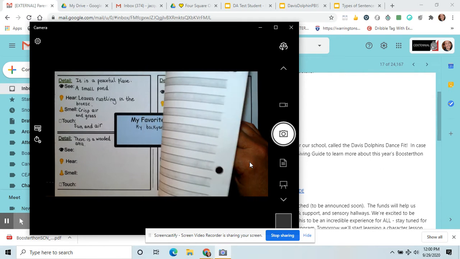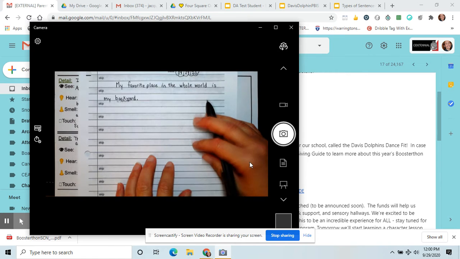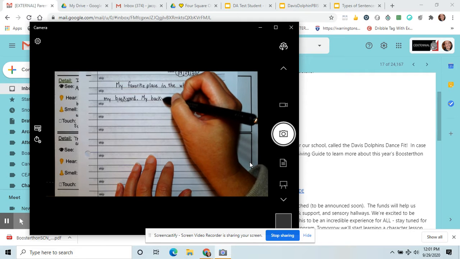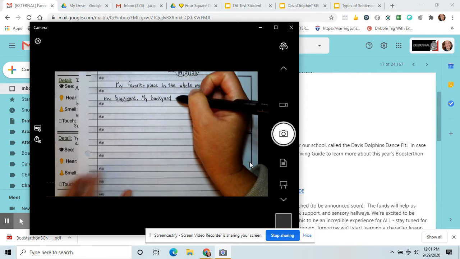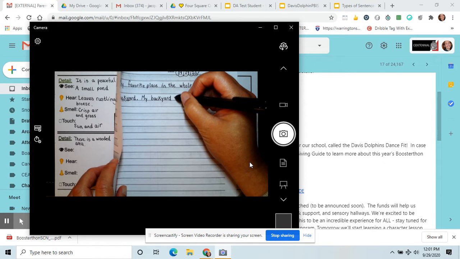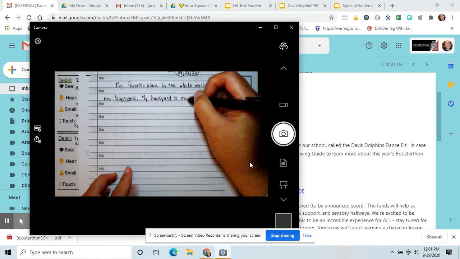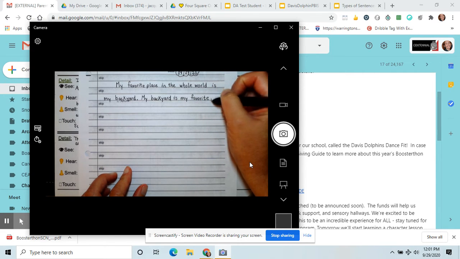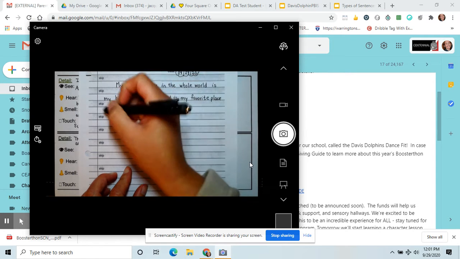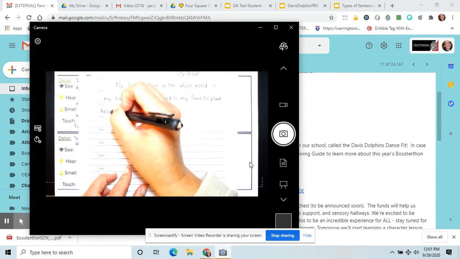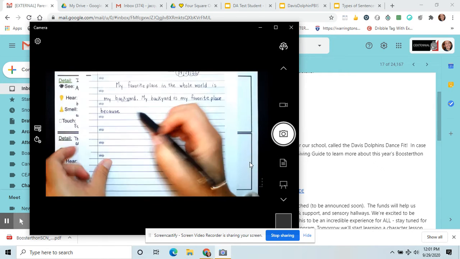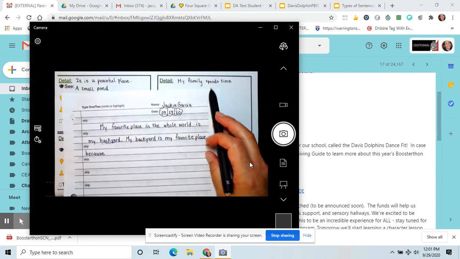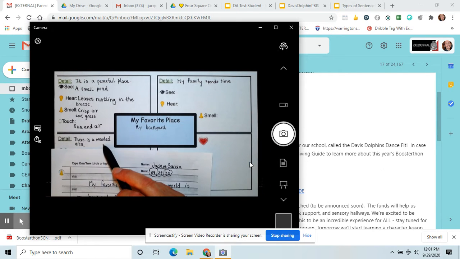Now I'm ready for my next sentence. My backyard is my favorite place because, and this is where I can go back to my organizer. It's a peaceful place. My family spends time, and there is a wooded area.